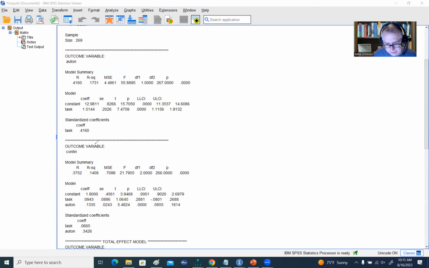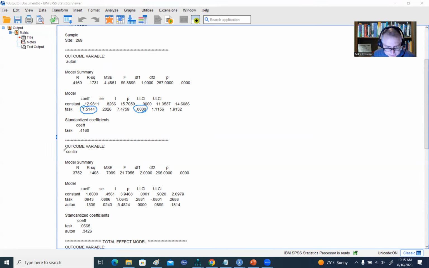But we'll go on down, and you'll notice right here we have the regression slope for that particular simple regression. So basically the direct effect of task orientation on autonomous motivation is 1.5144. That's the unstandardized direct effect. And you'll notice that we have a significance test. There's the p-value right there, and you can see that that effect is statistically significant.